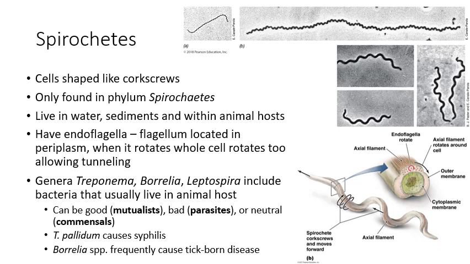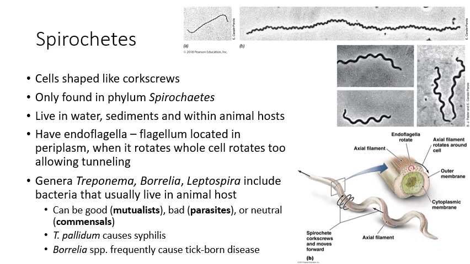First, we'll talk about the spirochetes, which are bacterial cells that are shaped like little corkscrews. So it's a real tight spiral. You also have other bacterial cells that are shaped like looser spirals. Those are called spirilla. So it's only the really tight spiral that's called the spirochete. All spirochetes are found in a single phylum, Spirochetes. They will live in different places, in the water, in the sediments, and some of them live inside of animal hosts.